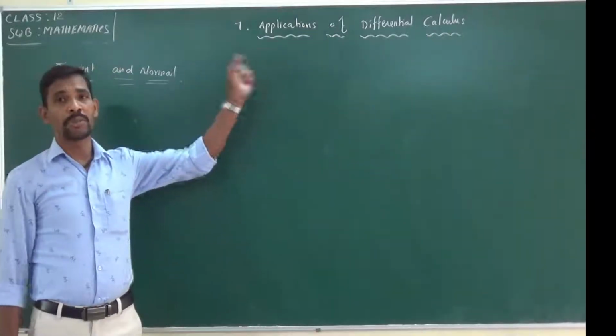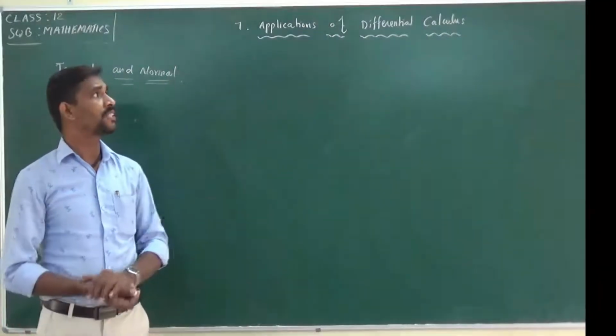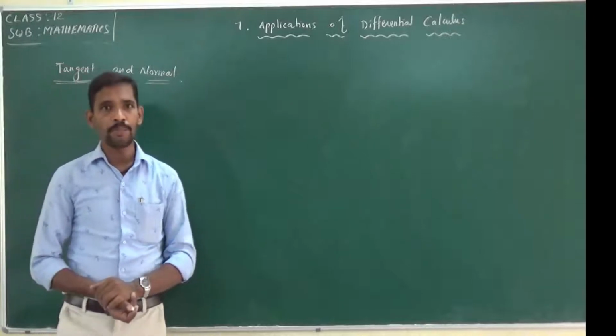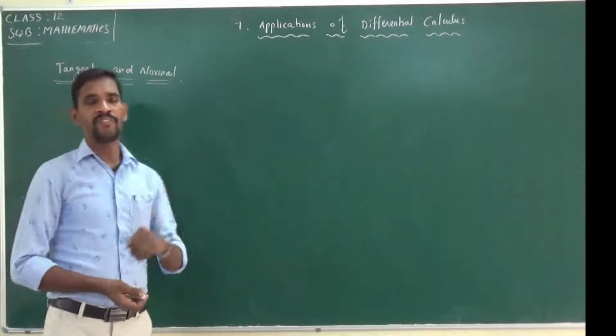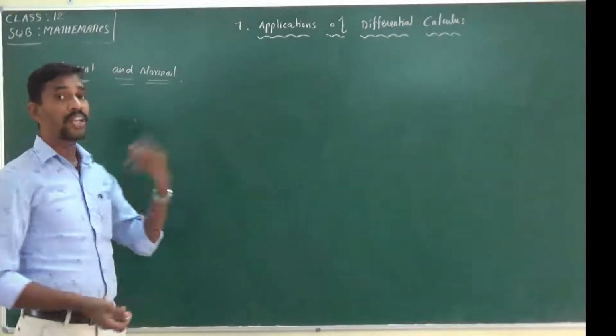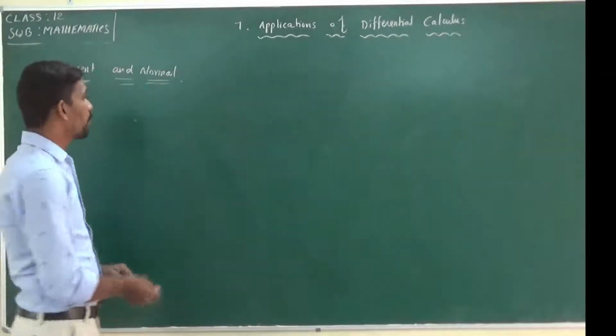Students, this is plus 2 mathematics, chapter 7, applications of differential calculus. In this topic, we are studying about tangent and the normal. In the first volume, we studied about the tangent of any curve, in conic sections, right?